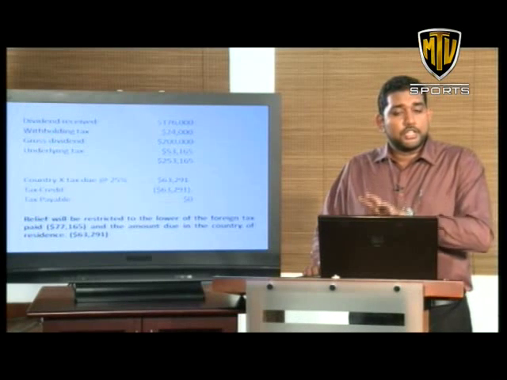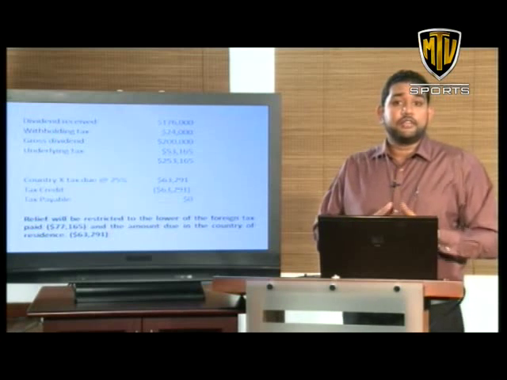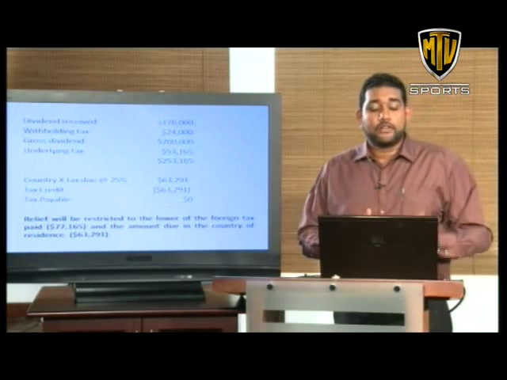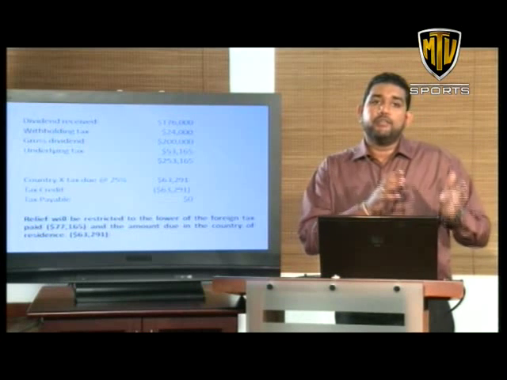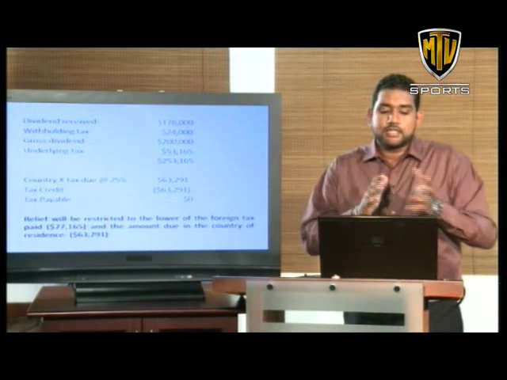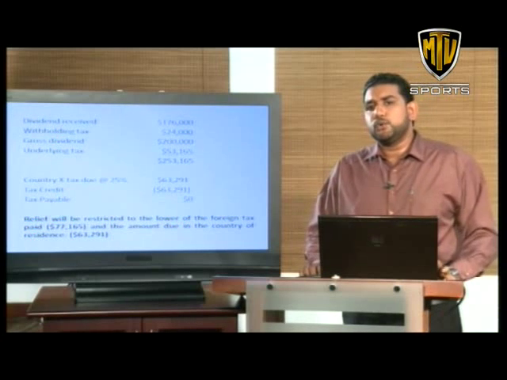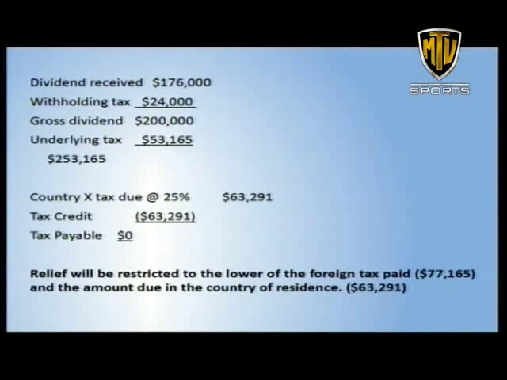But then again, there is a tax credit available. There is a double taxation treaty. A credit is available. The credit needs to be deducted before you determine the tax that is payable in country X. So how much are we supposed to deduct? When you look at it, your tax liability in country X is 63,291.